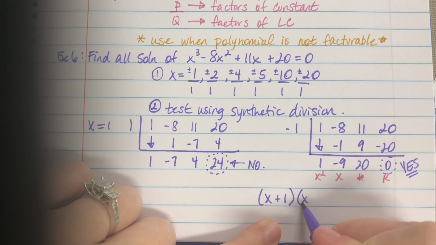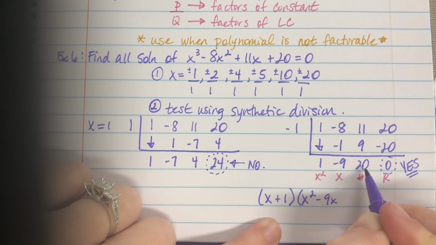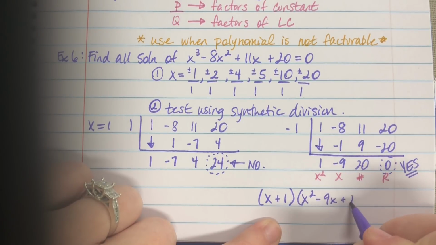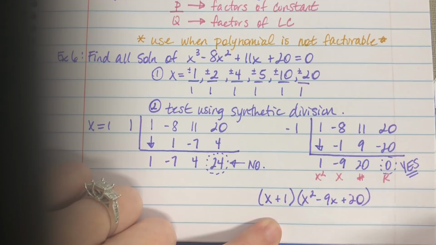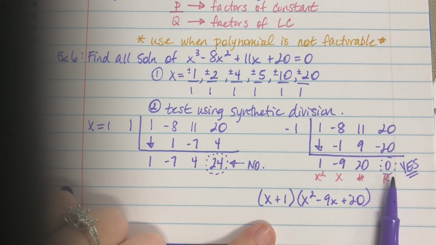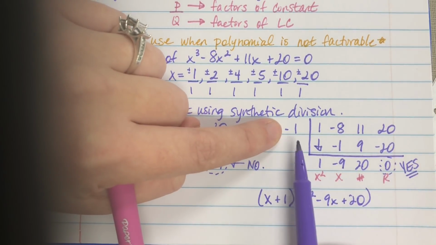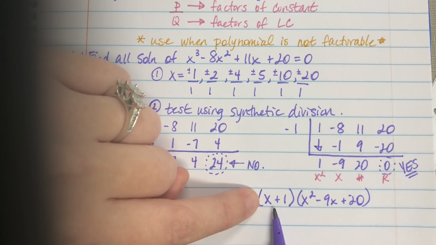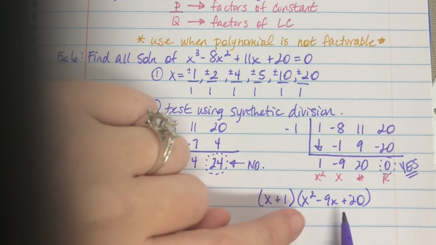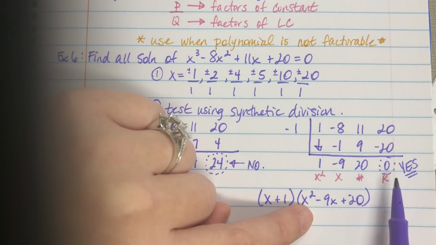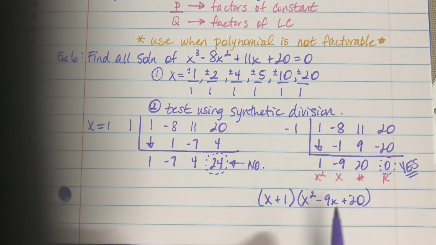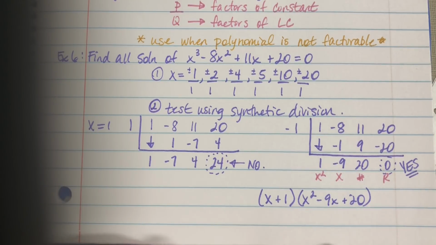We've got 1x squared minus 9x plus 20. So once I arrived at a remainder of 0, my first factor comes from what I divided by. Again, you'll want to flip the sign. The second factor comes from the answer. You should now see that you have 3 terms. You guys know how to factor with 3 terms.